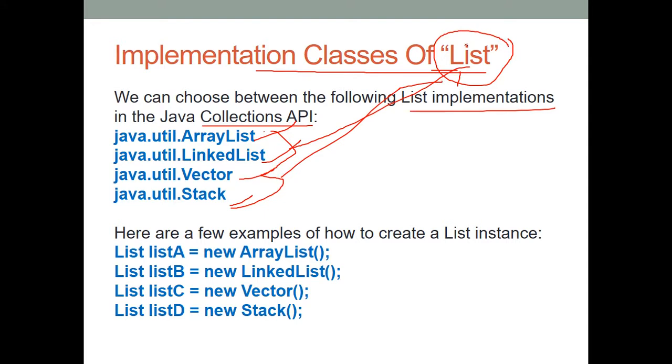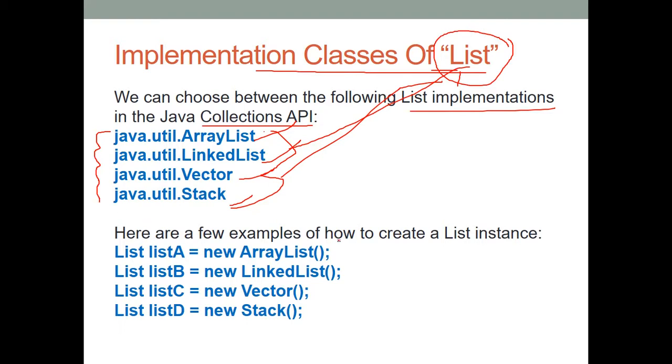So everything available in the List class comes by default inside ArrayList, LinkedList, Vector and Stack. Here are a few examples of how to create a list, and I am going to discuss each of them one by one, so be careful. I am giving you brief introductions right now, but in later videos I will explain each one with coding.